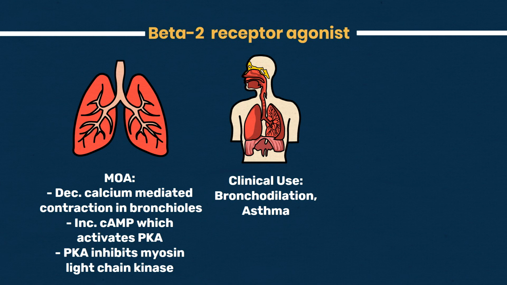The main clinical use of salbutamol is bronchodilation required in asthma. So that's the main use.